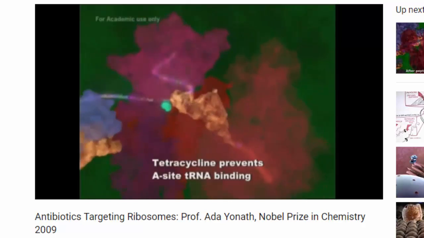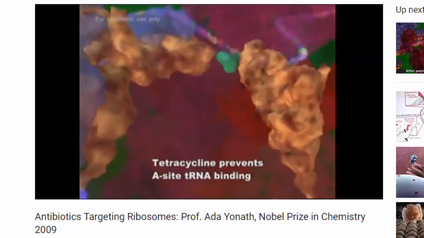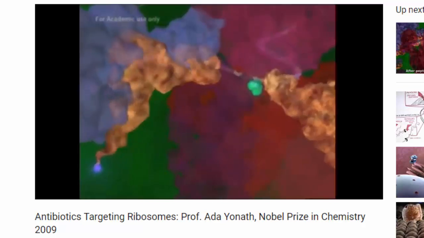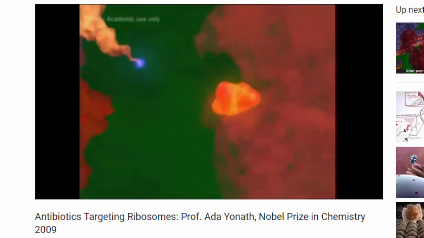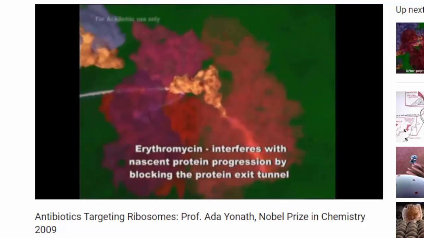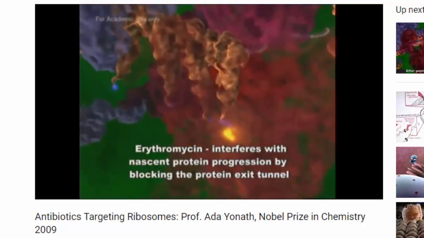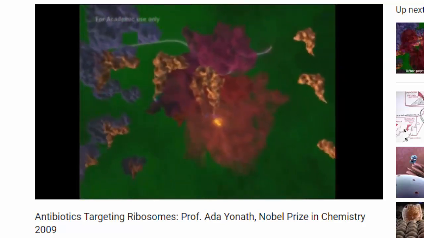This is tetracycline. You might have heard of that one before. That one actually prevents the tRNA from binding at the A site during translation. Then we have erythromycin, also might have heard of that one. That's going to interfere with how the protein progresses because it's going to stop the tRNAs from being able to exit the ribosome.